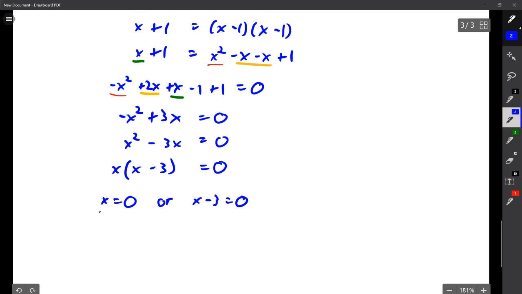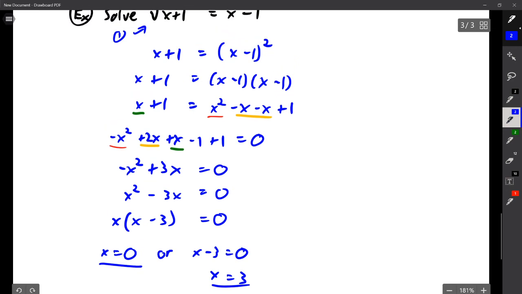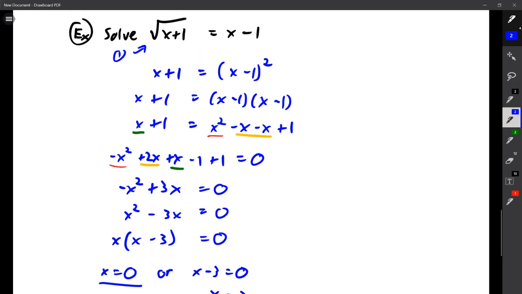So here is supposedly an answer. We'll see. And then here I get x equals 3. This one is supposedly an answer. We just have to see. One of these is probably extraneous. So you have to go back to our original, and let's check these.